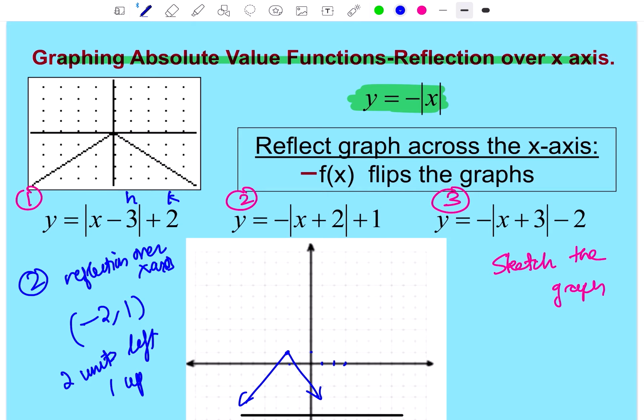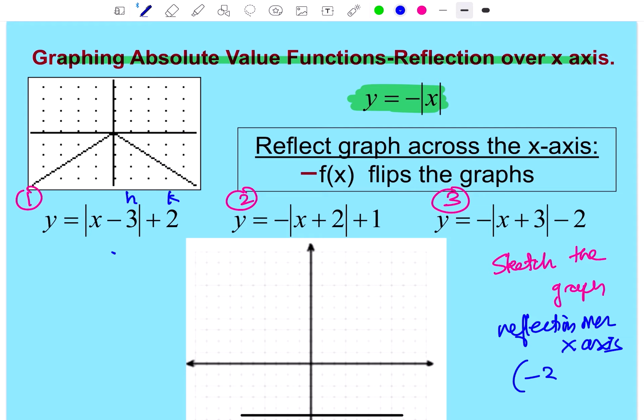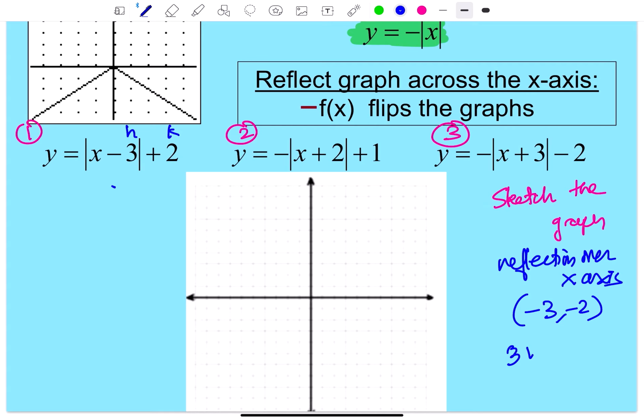Now let's talk about problem number 3 here. For number 3, we do have a reflection over the x-axis, and the new origin would be negative 3, negative 2. In this case, the origin will be shifted from 0, 0 to negative 3, negative 2. Each point on the basic parent function will be shifted 3 units to the left and 2 down. So 1, 2, 3, 1, 2, and it is reflected over the x-axis, and that's going to be the overall shape of my graph.